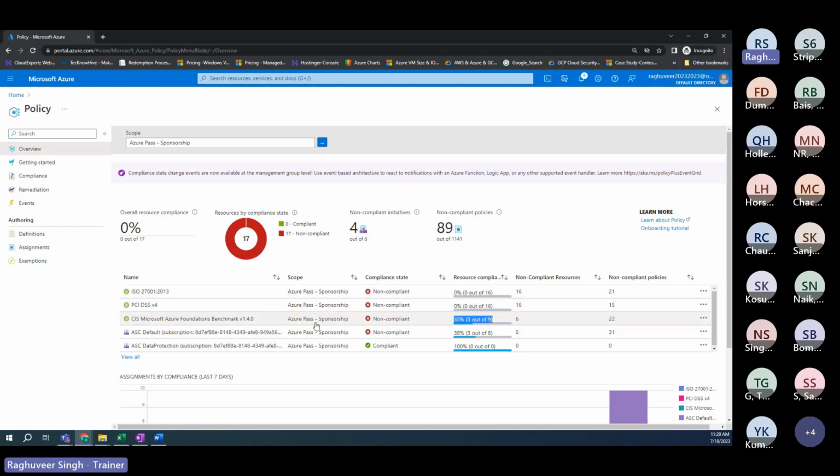So now it has started giving me results. Why? Because I still have some resources here. So non-compliant resources, 3 out of 9. Only 3 resources are compliant, 6 are not compliant. So this gives me all the information here.